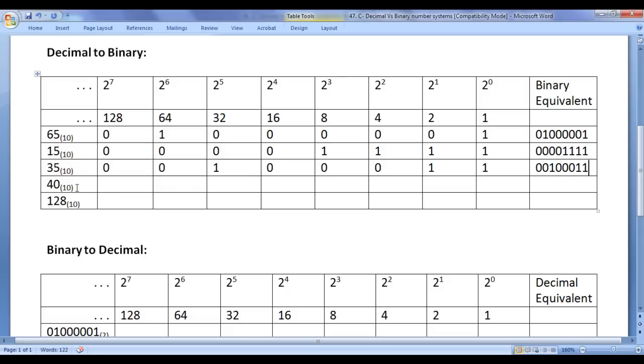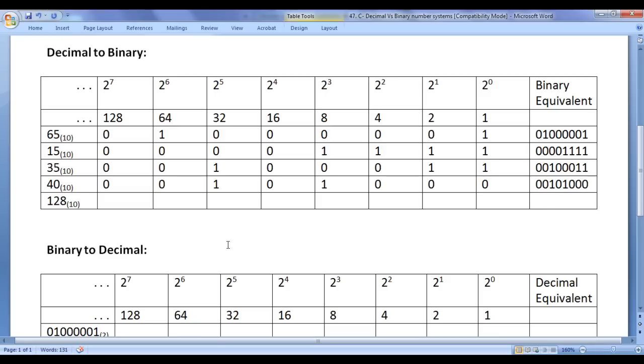Let's convert 40 to binary equivalent number. 32 plus 8, we get 40. So underneath 32, I write 1. Underneath 8, I write 1. Remaining places, I put 0, 0, 0, 0, 0, 0. So 0, 0, 1, 0, 1, 0, 0, 0 indicates 40 in binary number system.